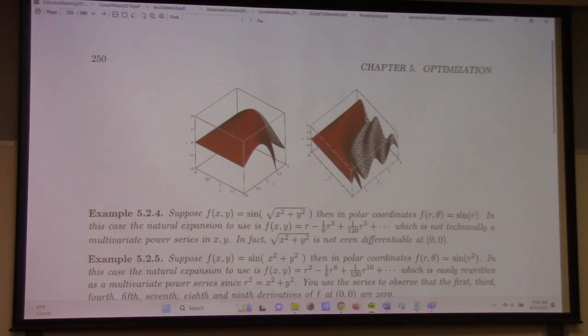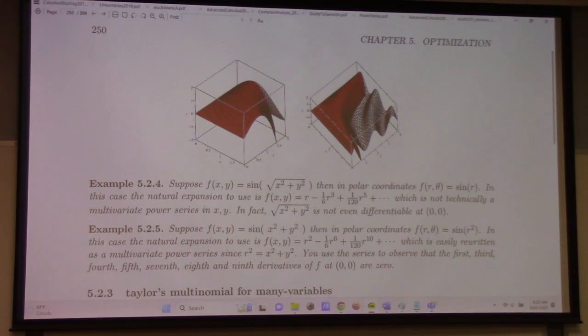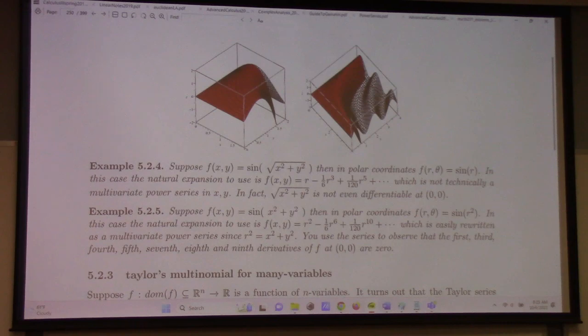All right. You could also play these games in polar coordinates. If your function happens to be a function of r, you could find the power series expansion in r, and then just substitute in the square root of x squared plus y squared. It would give you interesting formulas. All right, so let's move on here.